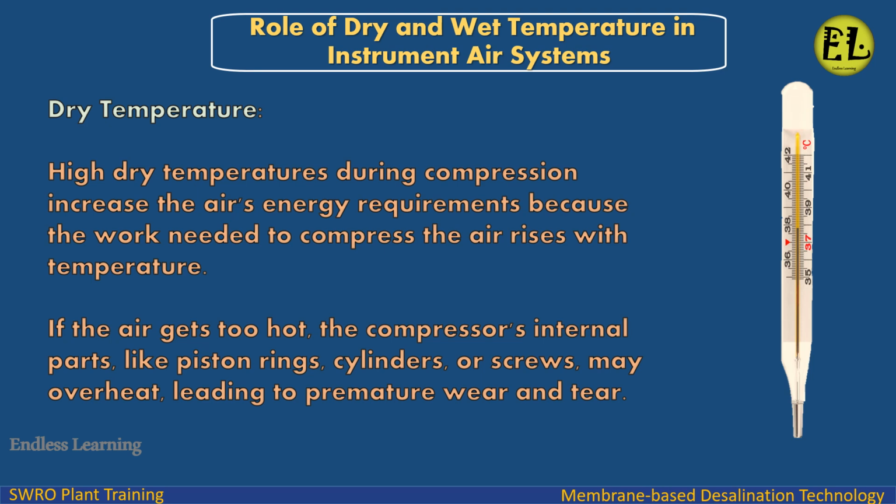Role of dry and wet temperature in instrument air systems. Dry temperature: high dry temperatures during compression increase the air's energy requirements because the work needed to compress the air rises with temperature. If the air gets too hot, the compressor's internal parts, like piston rings, cylinders, or screws, may overheat, leading to premature wear and tear.